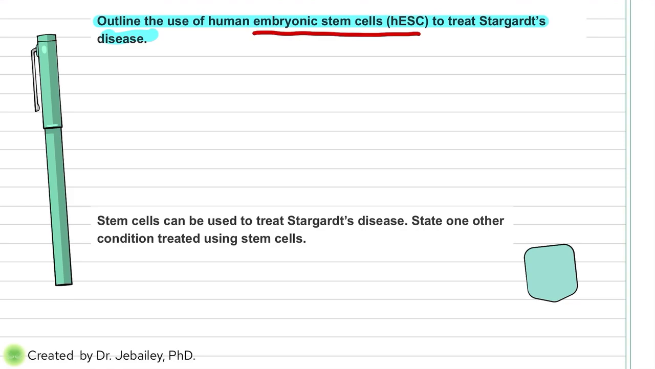How do they treat it? Here it says stem cells can be used to treat Stargardt disease. State one other condition treated using stem cells. So those questions are talking about Stargardt disease, but one is telling you to explain how stem cells are used in the disease. The other one is saying, well, we use stem cells in Stargardt disease, where else could we do? So they are talking about the same thing, but they're not asking the same thing. So you've got to be very careful with these questions.